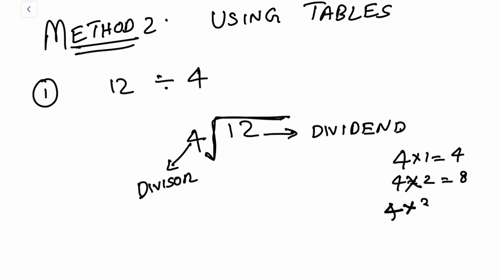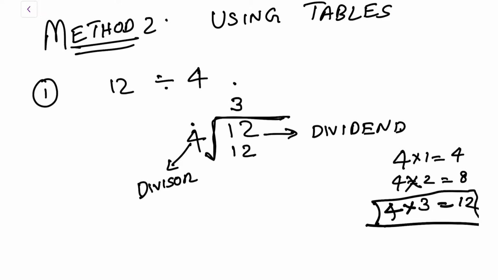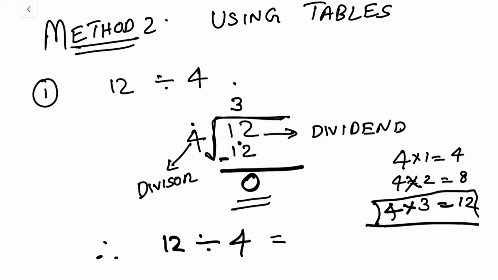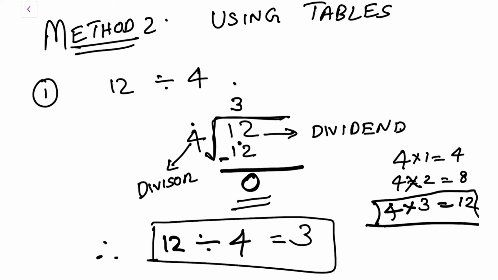And 4 into 3 is 12. As you can see, 4 into 3 is 12. That is what we want. So we write 3 here as the quotient, and we put 12 here. Then you do the subtraction. 12 minus 12, you get the answer as 0. Therefore, 12 divided by 4 is 3, with the remainder 0. This is how you can solve division using tables. We use the table of 4 here.